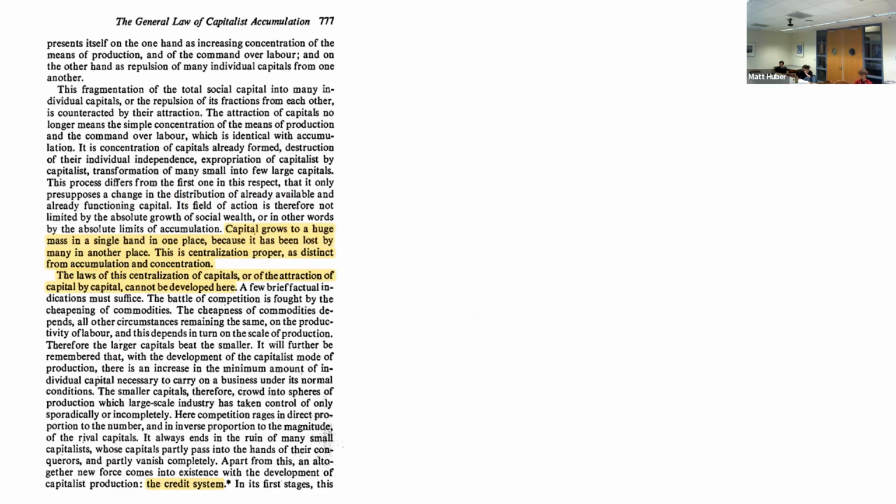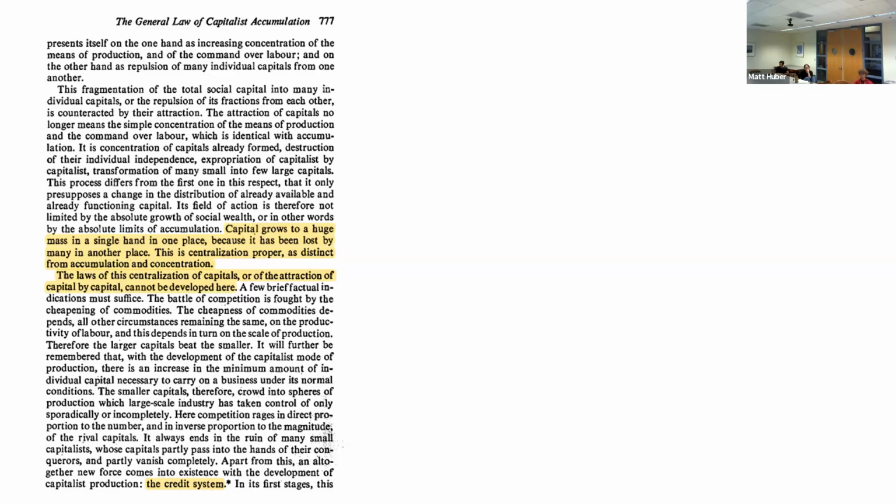But then we need to talk about the centralization of capital. And that's about how as capitals get bigger, they start to merge and buy up other capitals, right? And they start to become centralized. So this is more about many capitals forming into one capital. Capital grows to a huge mass in a single hand in one place because it has been lost by many in another place. So a capital buys out another company and absorbs it into its own operations. This is centralization proper. I think it's funny, he says proper, as distinct from accumulation and concentration.